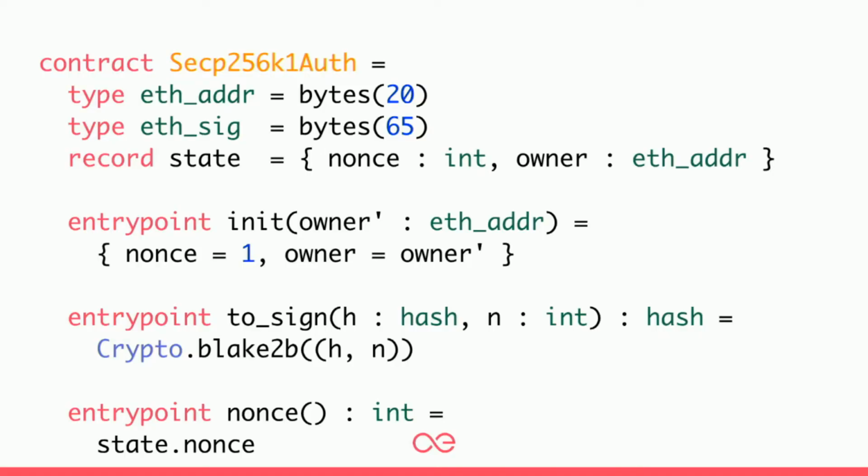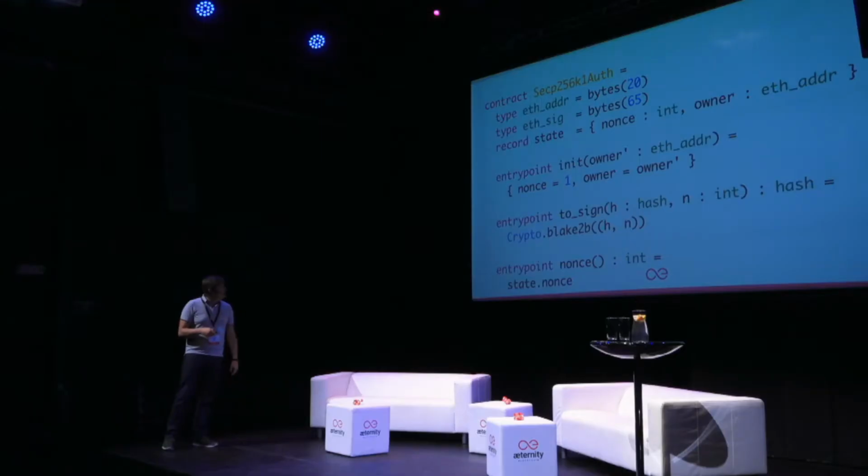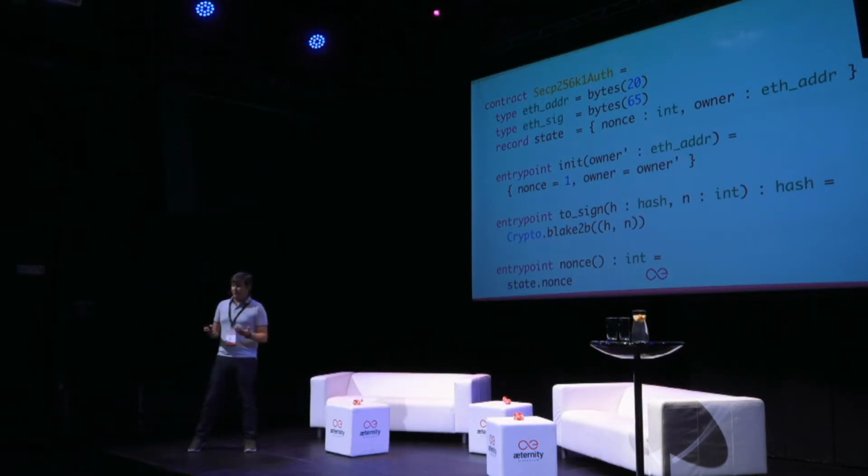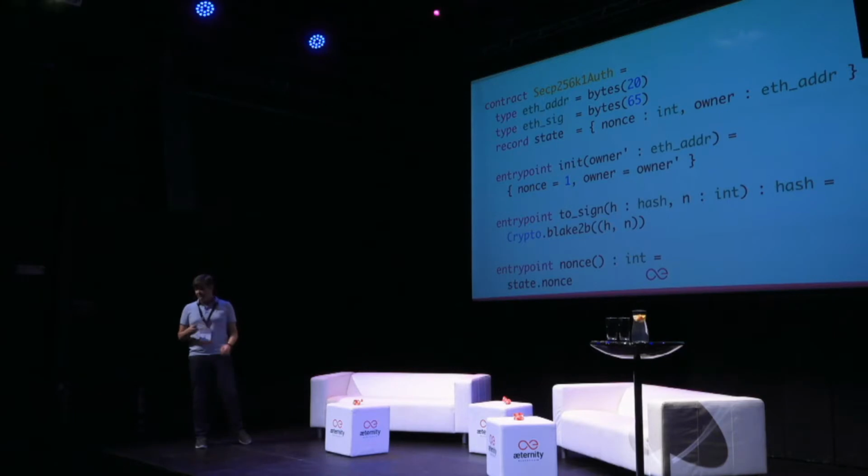So, Sophia code, the contract. It's fairly straightforward. To be nice, we define a few types. We define the type of an Ethereum address, and it's 20 bytes. So one of the addresses on Ethereum is 20 bytes. The signatures are 65 bytes, so we have a type for that. The state of this contract, remember we have to keep track of the nonce, so we have a state so we can update it. It consists of a nonce and also the owner of this generalized account.